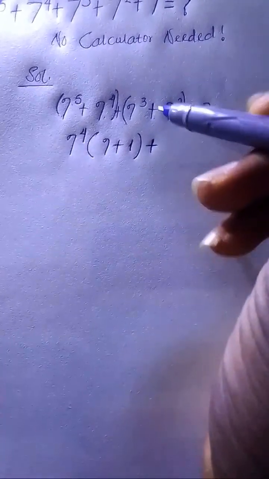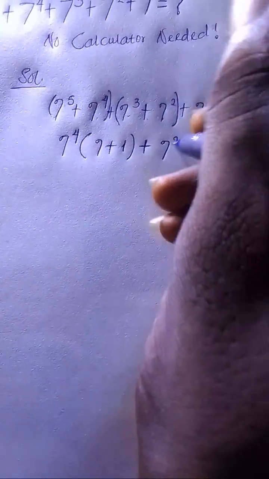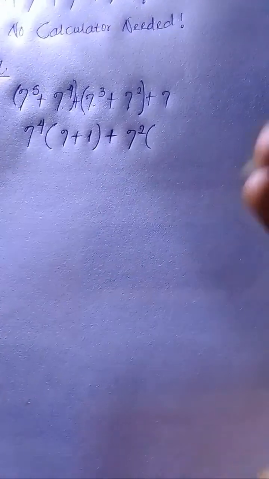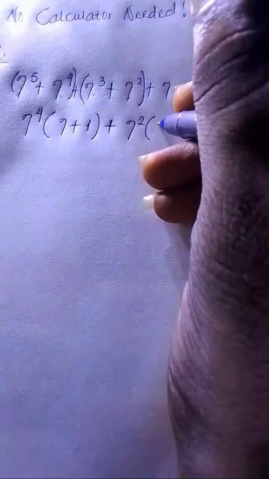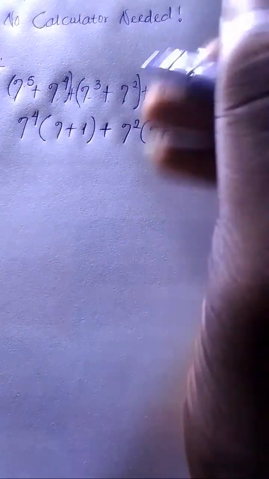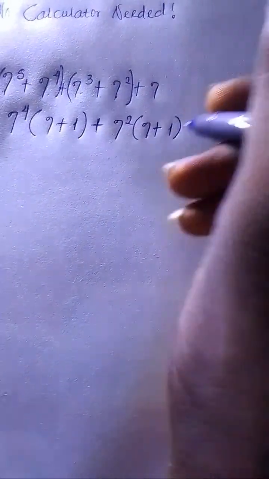So we do the same thing here. What's common in 7 raised to the power of 3 and 7 raised to the power of 2? 7 raised to the power of 2 is common. When we bring out 7 raised to the power of 2 from 7 raised to the power of 3, it gives us 7, plus, and when we bring out 7 raised to the power of 2 from 7 raised to the power of 2, it gives us 1. And we have our plus 7.